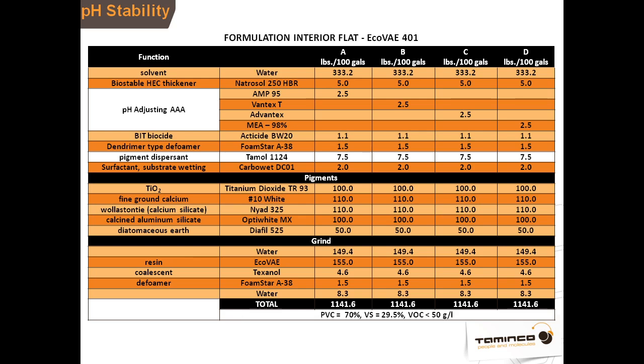And I forgot exactly which alkanolamine this was adjusted with to begin with. It was either the monoethanolamine or the AMP, but it wasn't the Vantex T or the Advantex. So you take that 2.5 pounds per 100 gallons that was used for whatever alkanolamine was in there before, and you substitute the same weight of the alternative alkanolamines in place of it. And so we've done that here, and we have 4 comparative paints to take a look at.